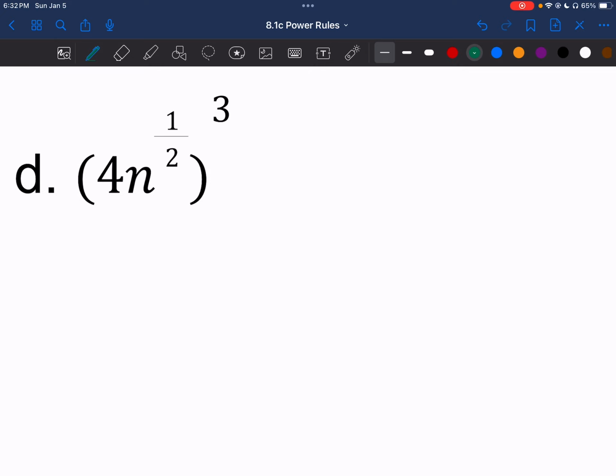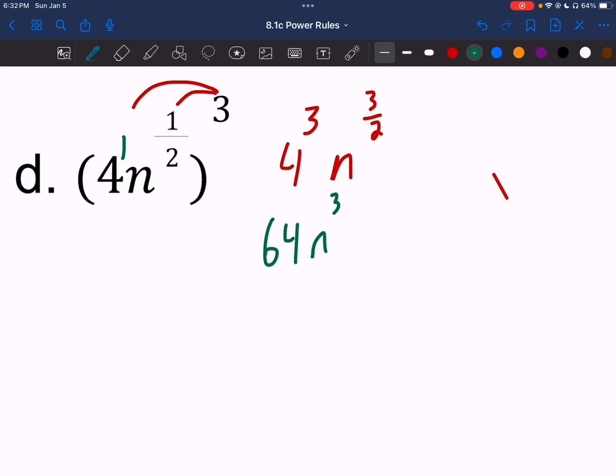All right, letter D. Remember, 4 has an exponent of 1 on it, so we distribute our exponent on the outside to everything on the inside. So we get 4 to the third power, n to the 3/2 power. And when we simplify, 4 to the third power, 4 times 4 is 16, times 4 is 64, n to the 3/2.